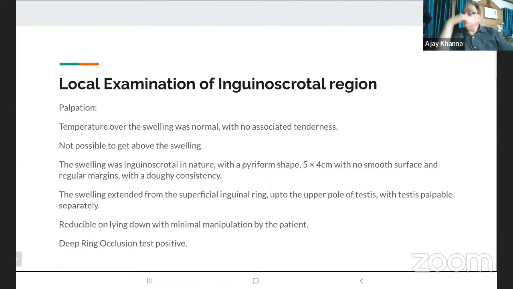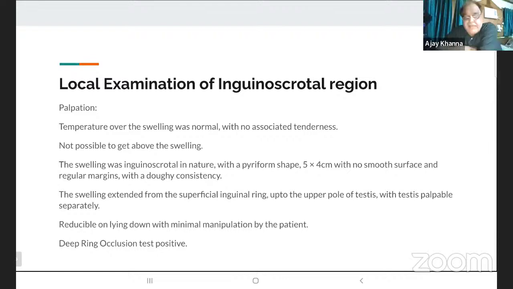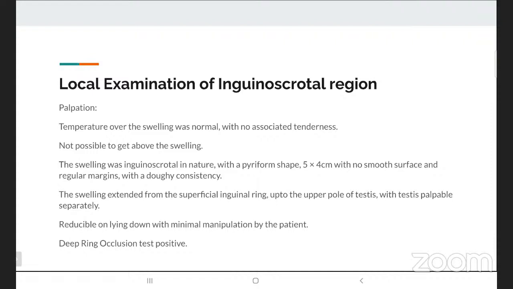What does that mean? That means the hernia was indirect in nature. A deep ring occlusion test is positive in an indirect hernia, whereas negative in a direct hernia. What is the fallacy of this test? The fallacy is usually seen in patients with large patulous deep rings, where our thumb is unable to completely occlude the deep ring. Second, this test is false negative in cases of a pantaloon hernia, where both direct and indirect hernias are present.